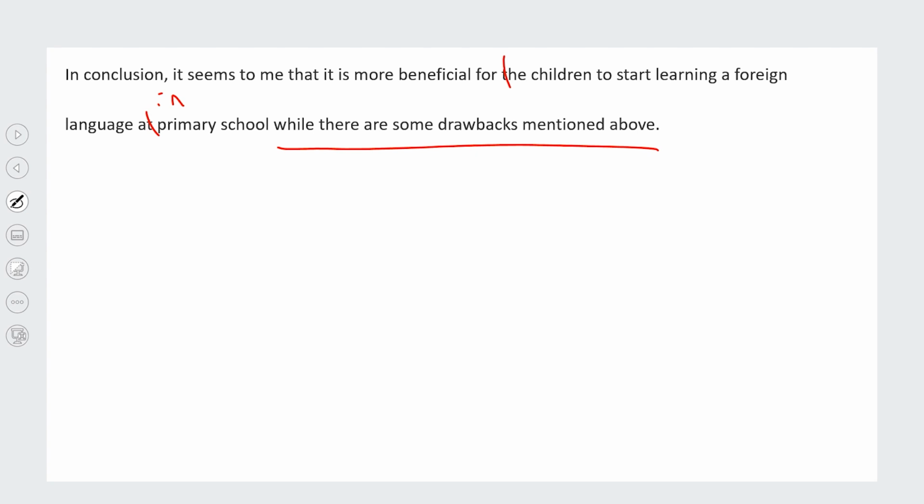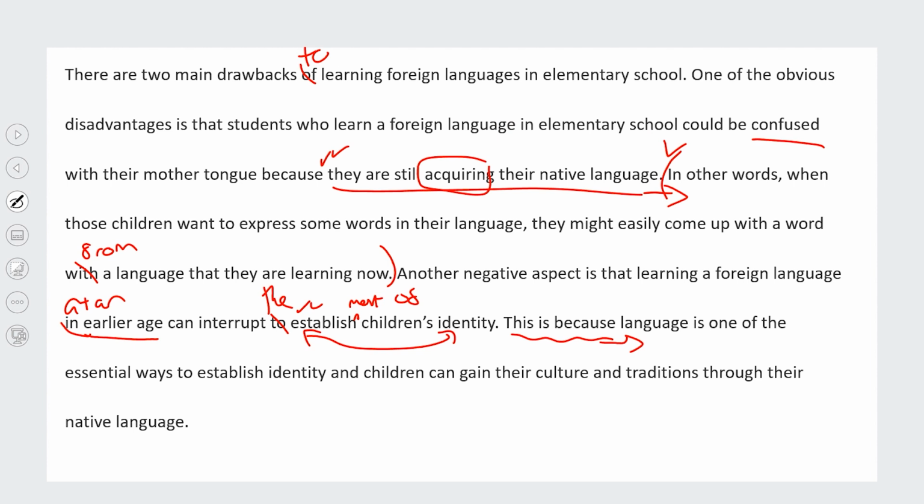There are some drawbacks mentioned above, but this person has just said, I agree that it's beneficial to learn a language at primary school, but they've not explained to me why. Why do they think the benefits are more important than the drawbacks? So they're saying, the benefits of, for example, being exposed to other cultures is more significant than the drawbacks of potentially being confused about your native language. They need to explain that to me, either with one sentence here in the conclusion, or what they really should do is be showing me throughout the essay which side they agree with.